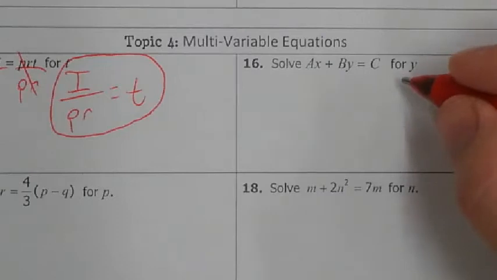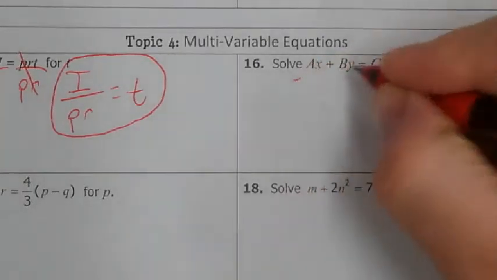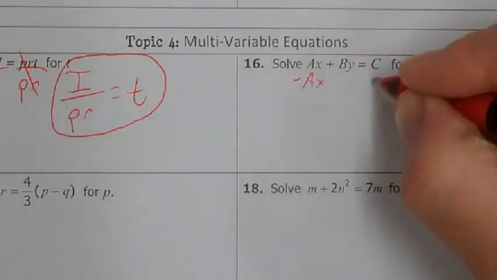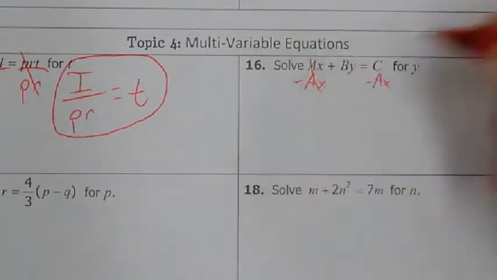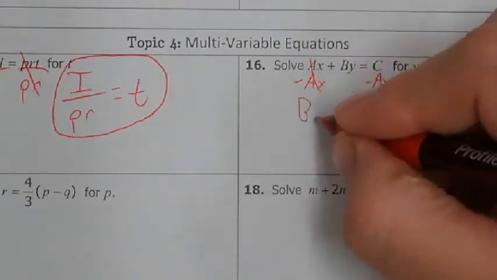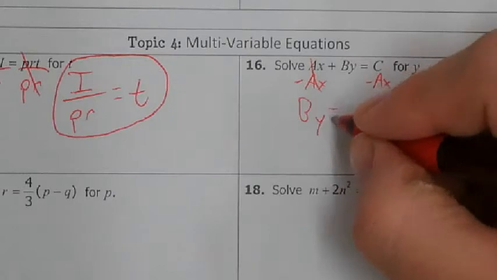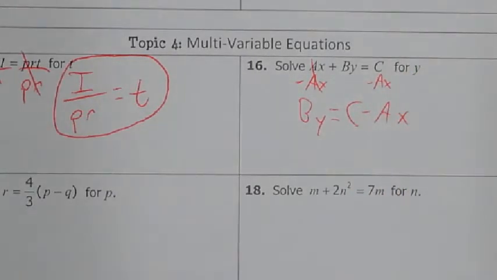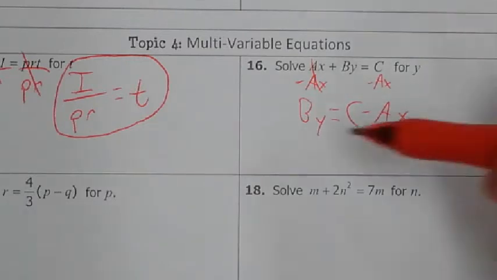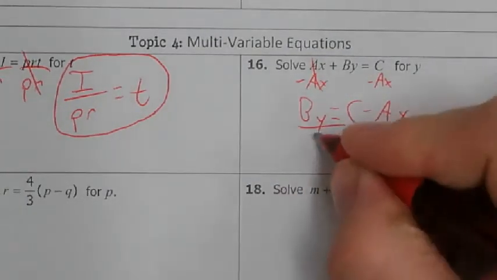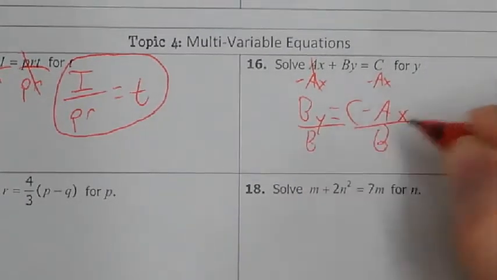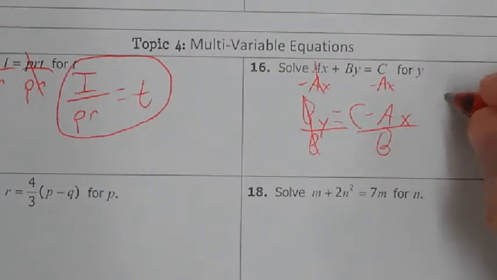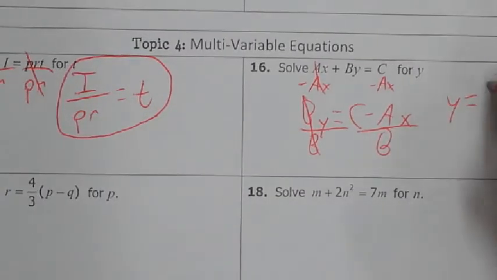16, I'm trying to get y by itself. So we first want to get rid of the AX. So we'll subtract the AX since it's a positive AX. That gives you a big B times little y equals C minus AX. Then to get the y by itself, we have to get rid of the capital B. And that will be y equals C minus AX over B.